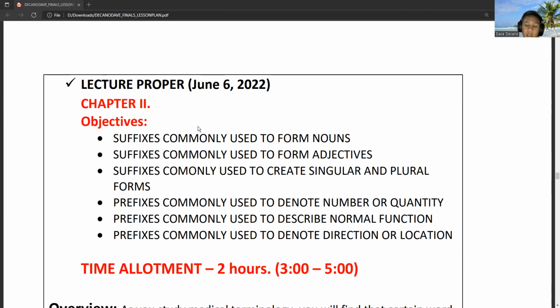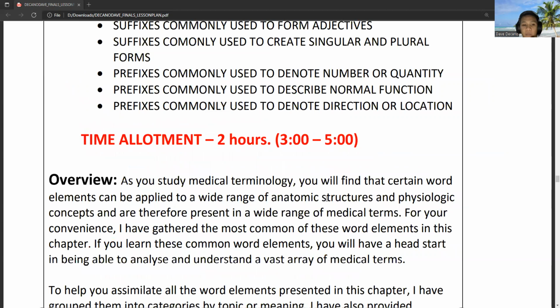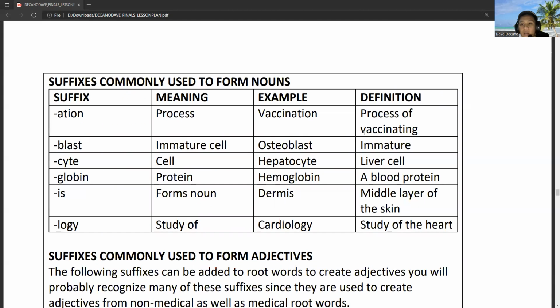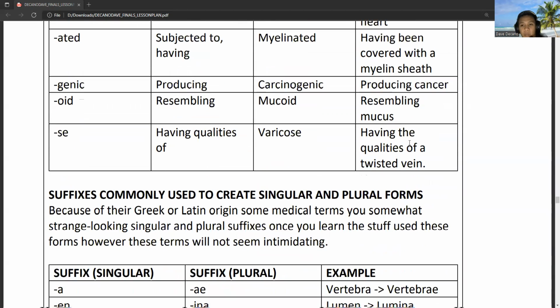Another is its time allotment, which will be 2 hours from 3 p.m. to 5 p.m. So there will be an overview of this chapter. Then in every chapter I provide examples so they can exercise their minds in knowing medical terminologies. Here are the examples being used.